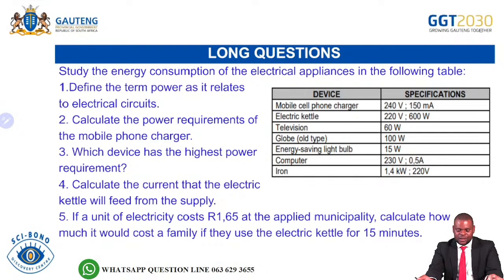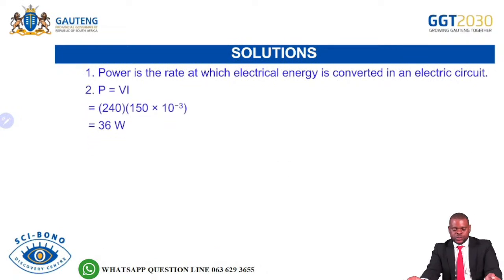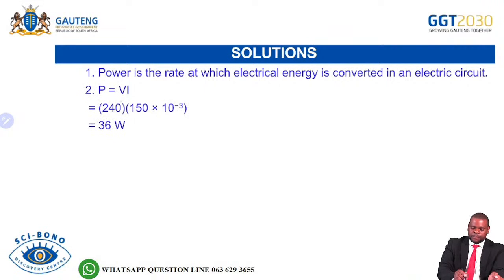Okay, number 2, they say calculate the power requirements of the mobile phone charger. We know that we have 250 volts and 150 milliampere. This is the potential difference, this is the current. Can you see? Yes. Let's go. That is the definition for power. This is the formula that we'll be using. P is equal to IV, which is power.